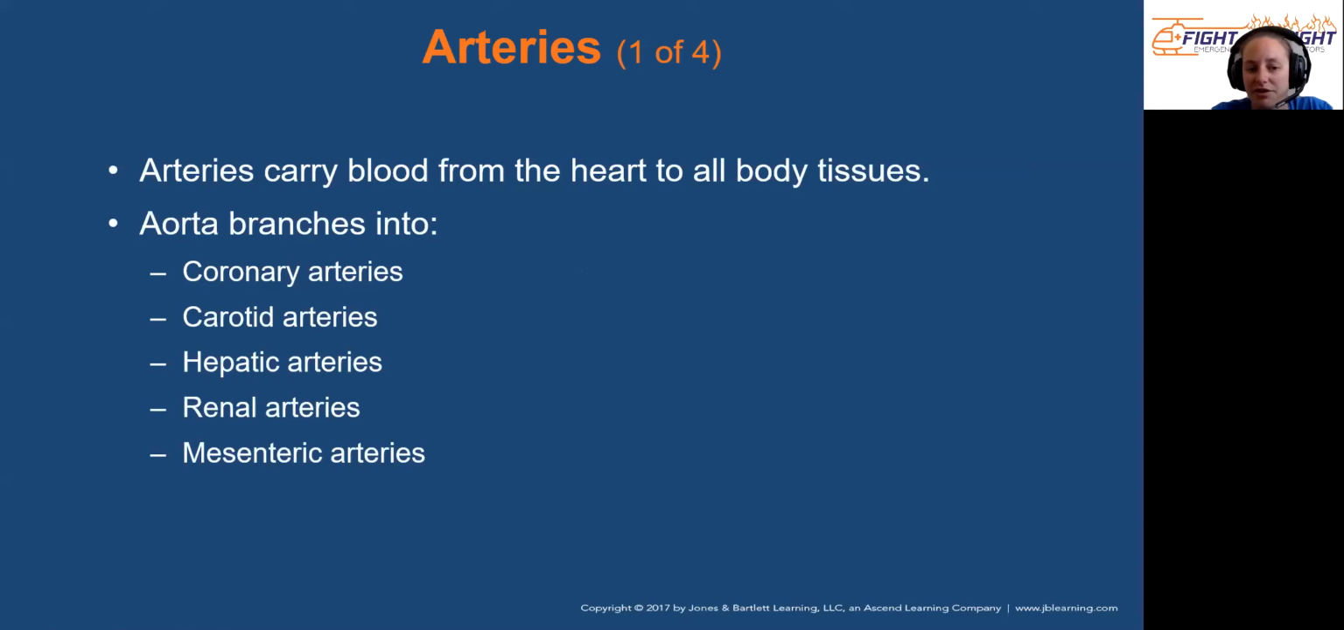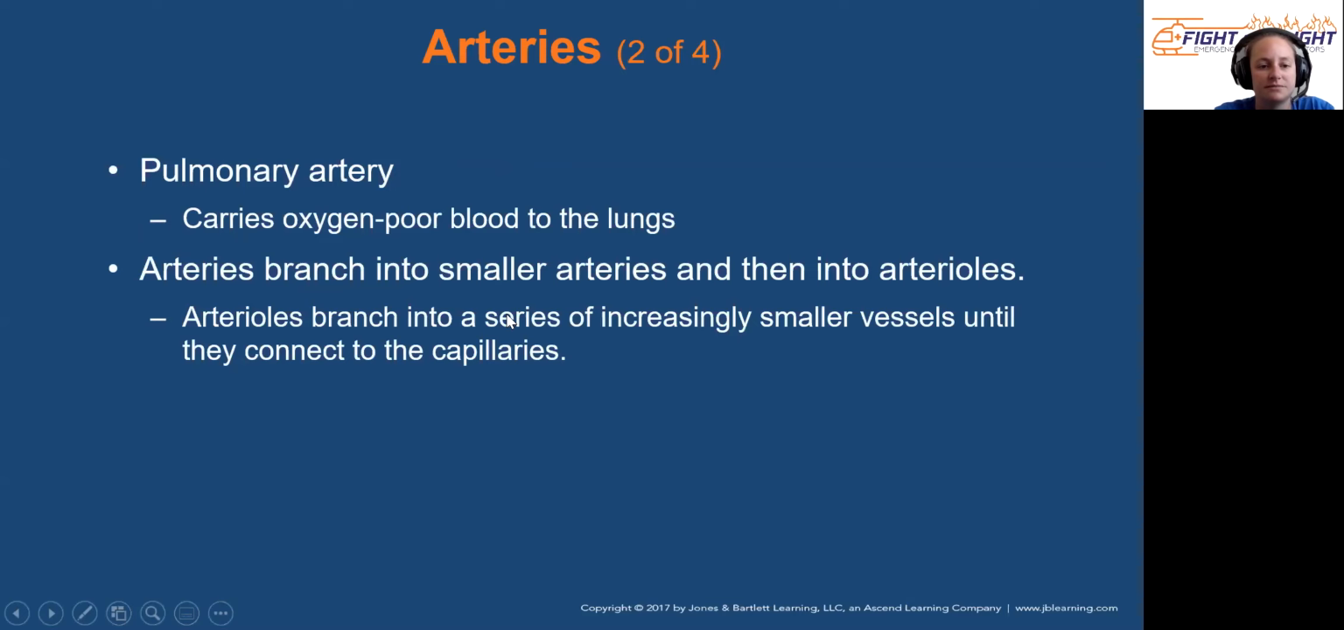Hepatic, hepa means liver, so hepatic arteries are going to the liver. Renal means kidneys, so those are going to the kidney. Mesentery is what attaches your intestines to your body, so your mesenteric arteries go to your intestines. The pulmonary artery goes away from the heart to the lungs. It's carrying deoxygenated, or oxygen-poor, blood from the right side of the heart over to the lungs.